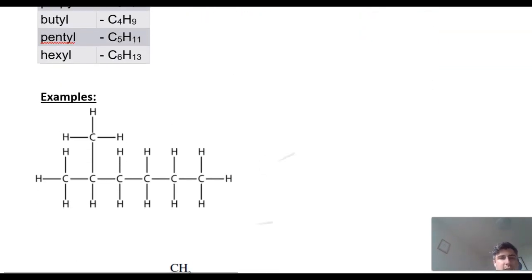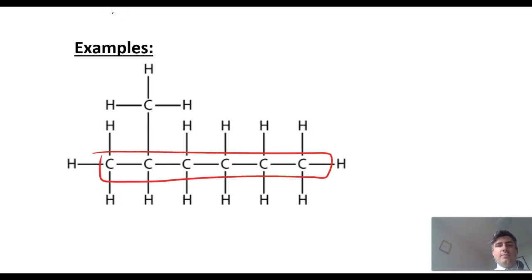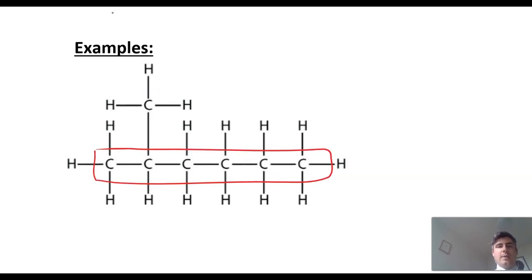So let's have a look at this example. I want you to pause the video and have a go at this one. Okay, so the first thing we do is find the longest chain. If we draw it this way, we get 6. If we draw it this way, we also get 6. So it doesn't matter which one we go for. Let's just do it that way to be easier.